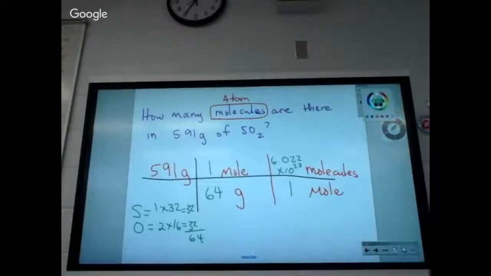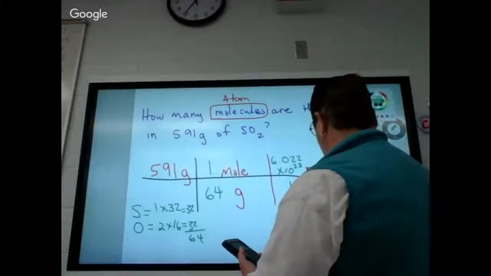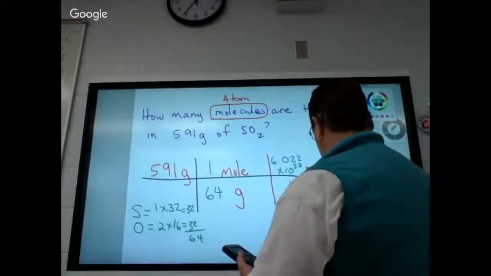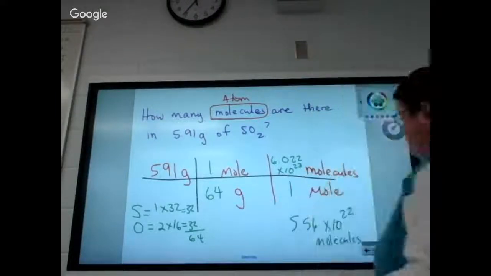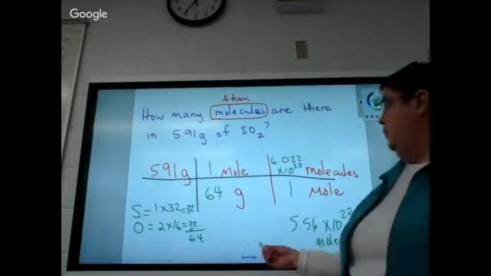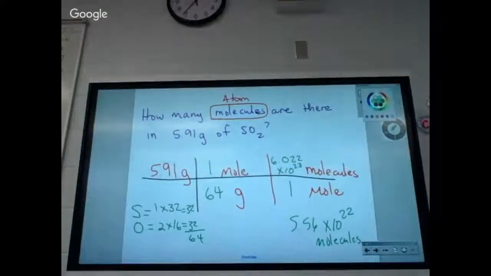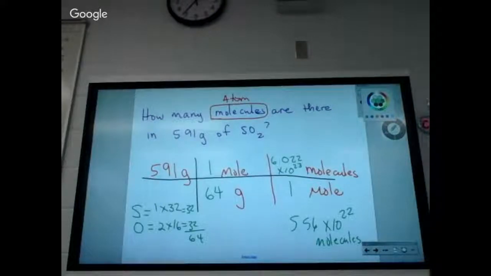5.91 times 6.022. I get 5.56 times 10 to the 22nd molecules. Okay? Now, you might have slightly different than I do, depending on how you rounded that, but it should be close. It doesn't have to be identical. If it's not identical, that is A-okay. So even for these, we have to do the times tens, right? If you use atoms, molecules, or formula units.